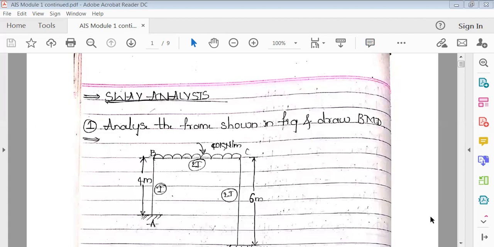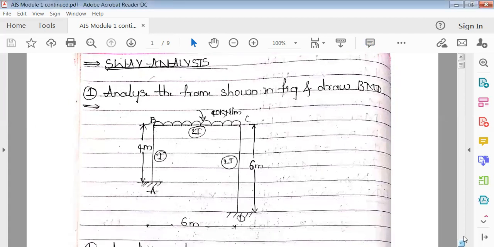Again, you can see here, just by seeing this frame, you can make out one length is 4 meter, the other length is 6 meter. Because there is a difference in the height or in the level, this is the first thing, it has to sway. That means because this is shorter and this is longer, it will sway. Sway means when you apply the load, it will move either to the right or to the left side. That is the first criteria.